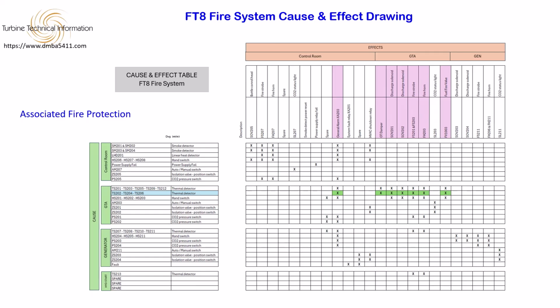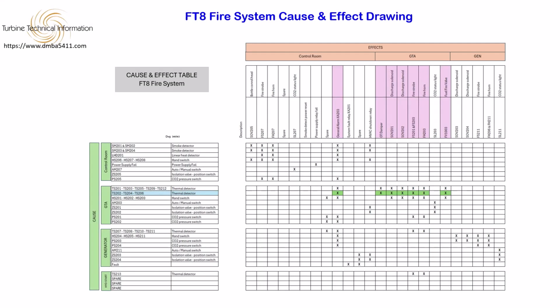For each FT8 installation, AFP typically produces a cause and effect drawing. This document defines the intended operation of the fire system control logic, known as OnGuard. The cause and effect drawing is a critical reference during commissioning, and later becomes an essential tool for maintenance and troubleshooting of the FT8 fire protection system.